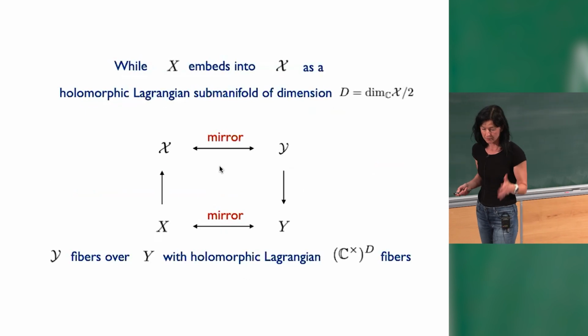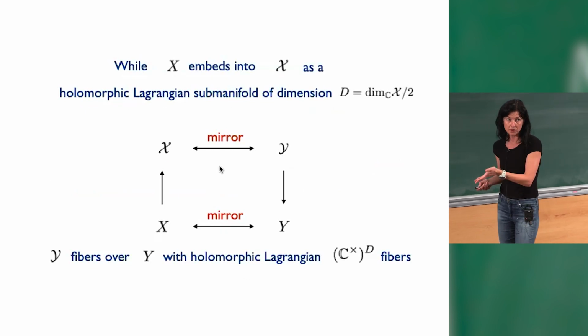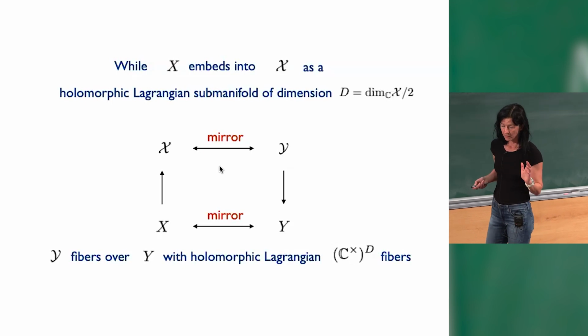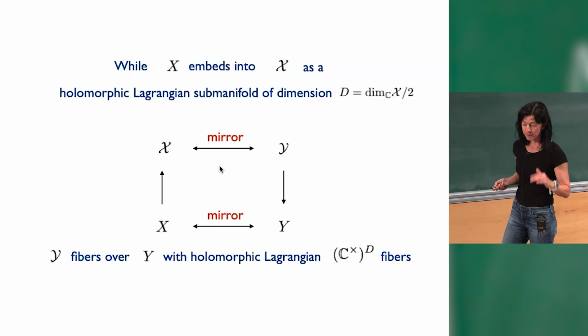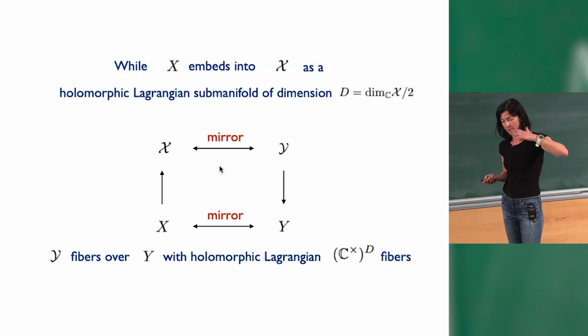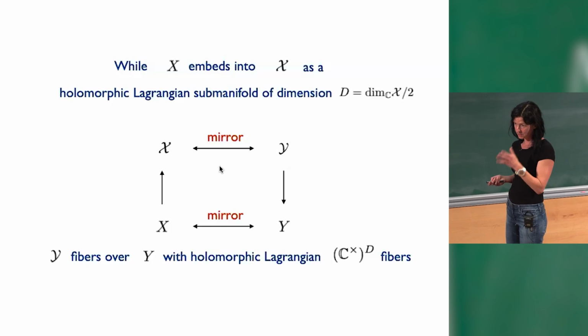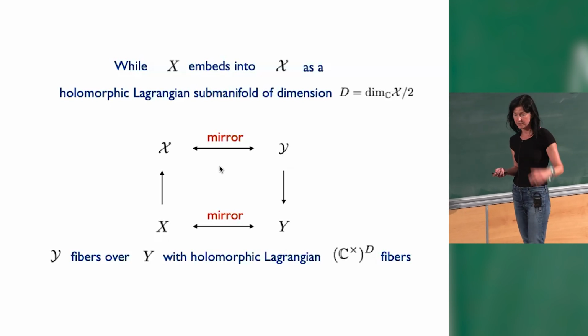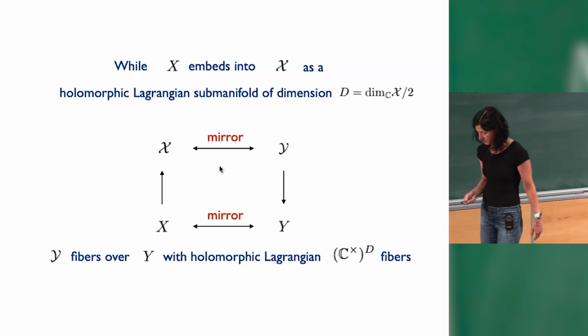So now, while the small x embeds into the big X as a holomorphic Lagrangian, on the mirror side, the big Y fibers over the small y with holomorphic Lagrangian C star to the D fibers. So you actually get a pair of mirror symmetries, a downstairs mirror symmetry and the upstairs mirror symmetry, where the downstairs space is half the size.